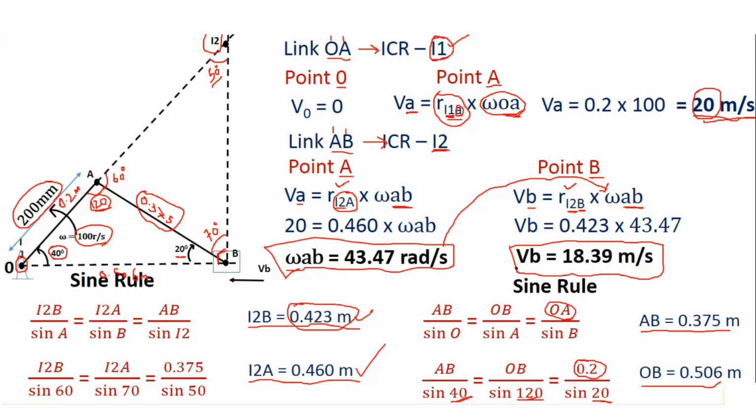So again I repeat, just simple steps. First, write the link name and ICR corresponding to it. Second step, write the point names. Third step, write the formulas. Fourth step, find out the lengths by sine rule or cosine rule. Fifth step, substitute the values of lengths and the given values to get the required answer. That's it. Any problem can be solved by these particular steps.